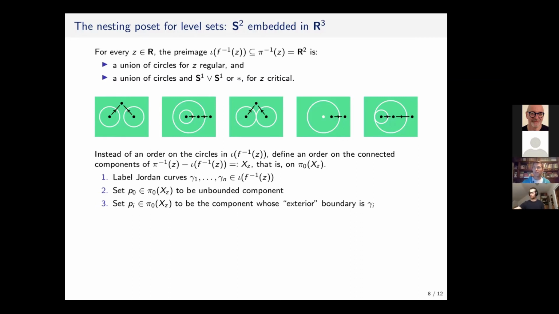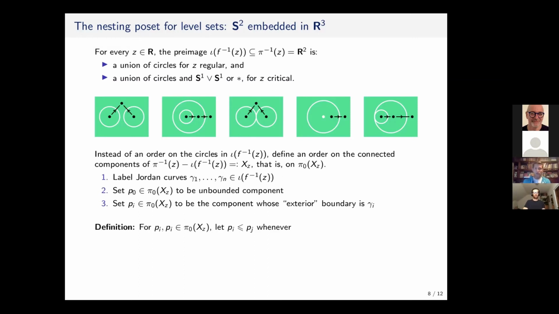But one is distinguished, and that's gamma I, because we know that the interior of gamma I will contain all the other circles in this boundary, and that's only true for one of them. For the ones that aren't the exterior, they won't contain all the other circles in their interior. So that's how we define these PIs, these other elements of the set of connected components.